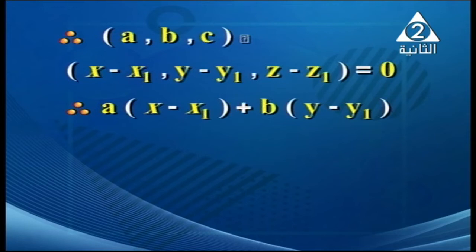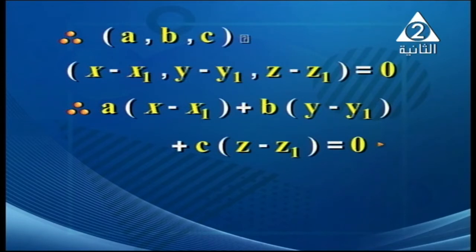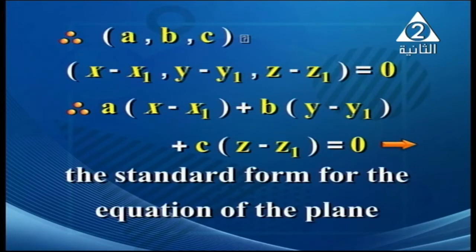Therefore, a(x minus x1) plus b(y minus y1) plus c(z minus z1) equals 0. This is the standard form for the equation of the plane. My dear student, we know that a(x minus x1) plus b(y minus y1) plus c(z minus z1) equals 0 is called the standard form for the equation of the plane.